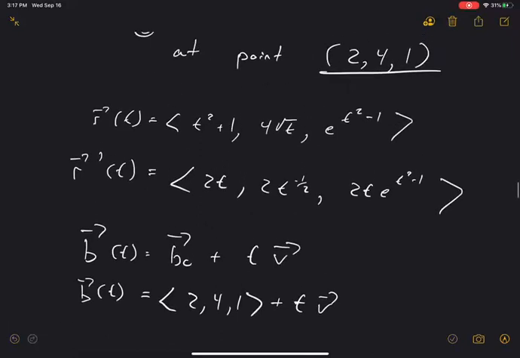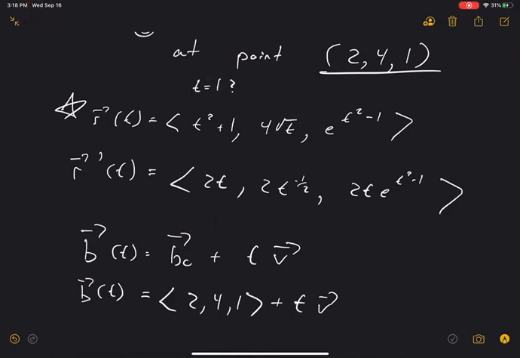To figure that out, I'm going to look at r of t, my original function. So for what value of t am I going to get the point 2, 4, 1? Well, let's look at the first equation. What value of t for t squared plus 1 is going to give me 2? Well, t equals 1 would work. So t equals 1 is a possibility, but I need to double check and make sure that works for my other two components as well.